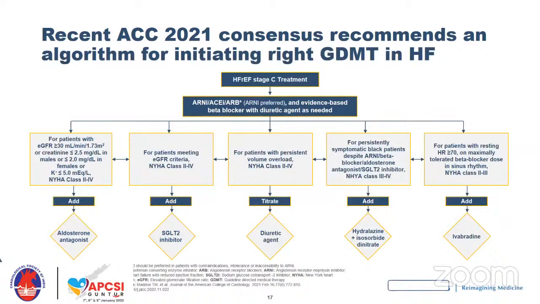If you don't reduce it, the patient will land up in a vicious cycle of postural hypotension and then again worsening renal function. Hydralazine and isosorbide dinitrate are used in a selected population. And if the heart rate is beyond 70 even after the maximally tolerated beta blocker, when you are compromising the blood pressure, you add ivabradine to reduce and then maintain the heart rate.